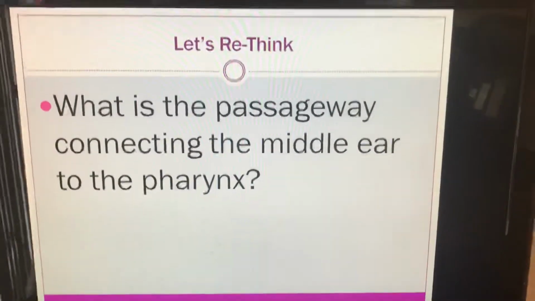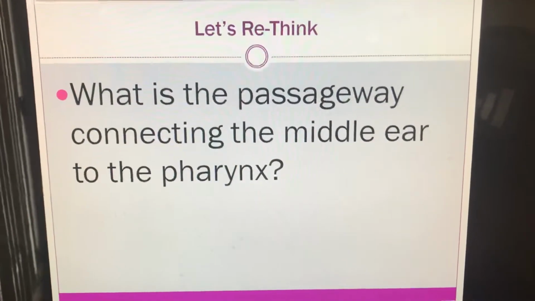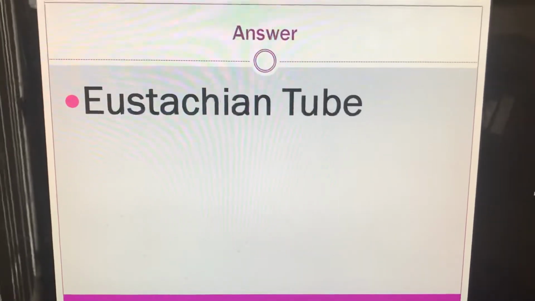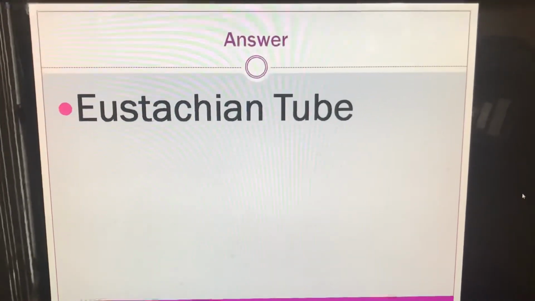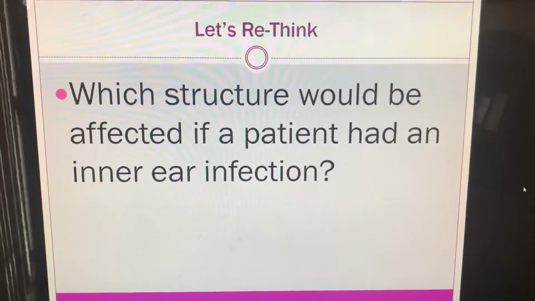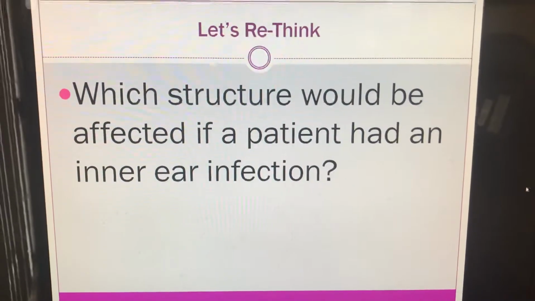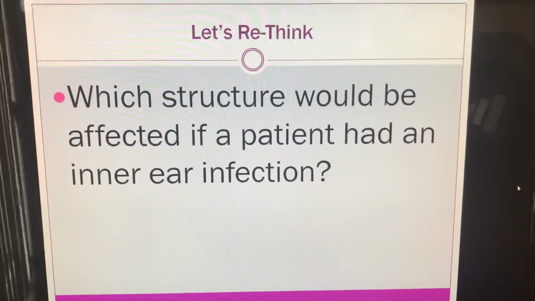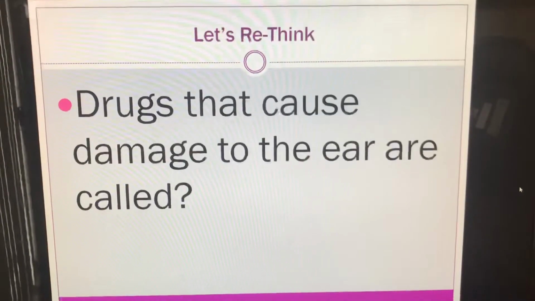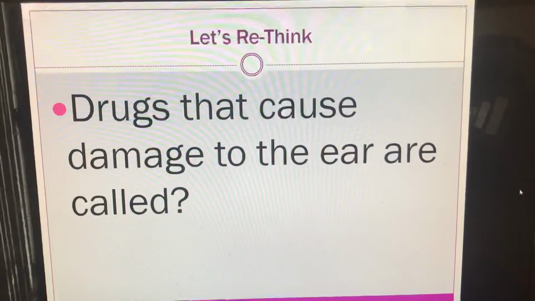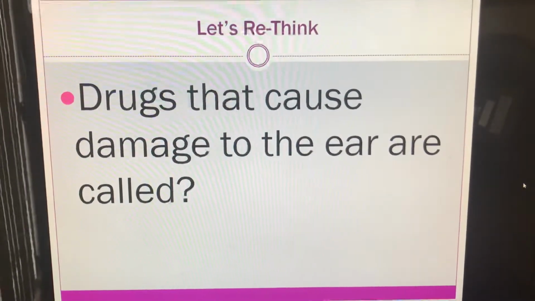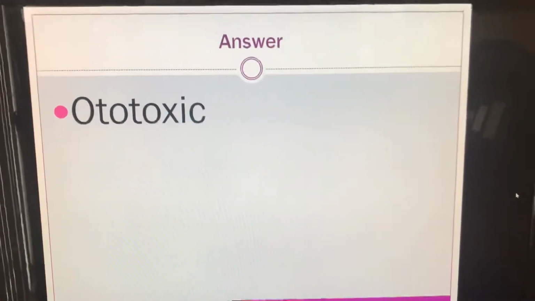So let's review. What is the passageway connecting the middle ear to the pharynx? The eustachian tube. Which structure would be affected if a patient had an inner ear infection? The cochlea. Drugs that cause damage to the ear are called what? Ototoxic drugs.